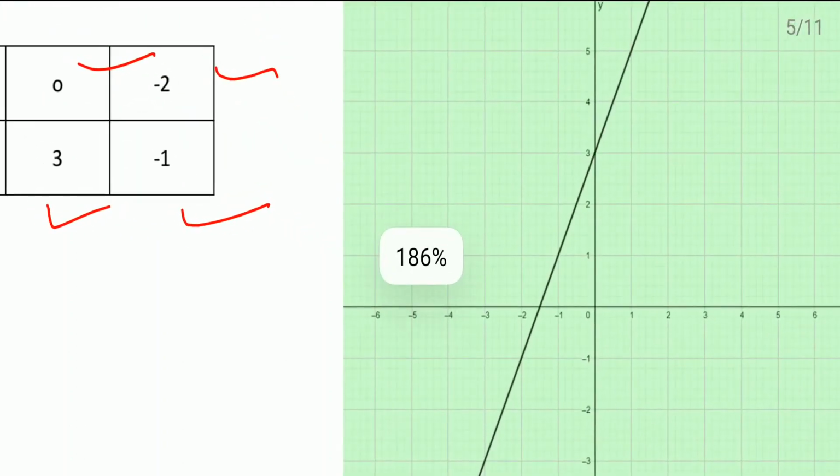If you want to see, just see here, x equal to 0 and y is equal to 3. The point comes at this place. And x equal to minus 2, so y is equal to minus 1. The point comes at this place. And through these 2 points, the line is drawn. It means that for the linear polynomial, the graph is always a straight line.